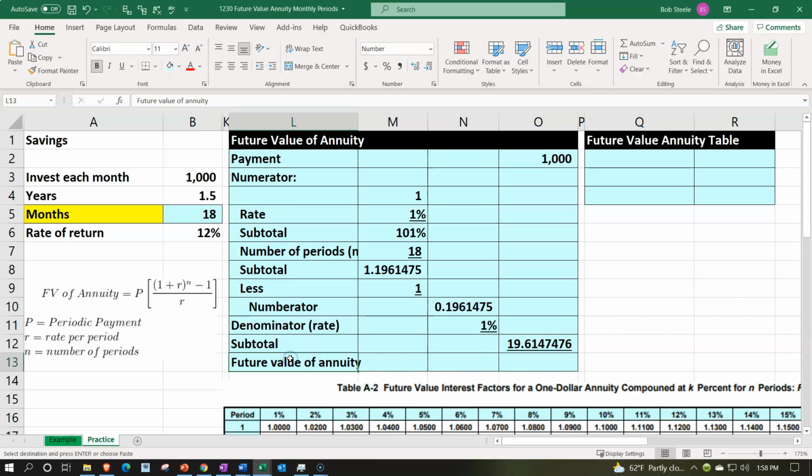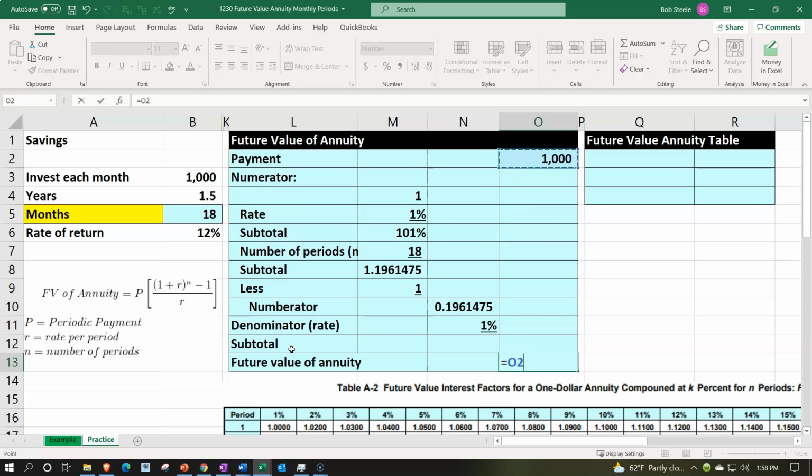Finally, just multiplying this outer column out, which is going to be equal to the 1,000 times that decimalized number we came to. Let's add a couple pennies here. Adding pennies, home tab, number group, couple pennies, 19,614.75 about.